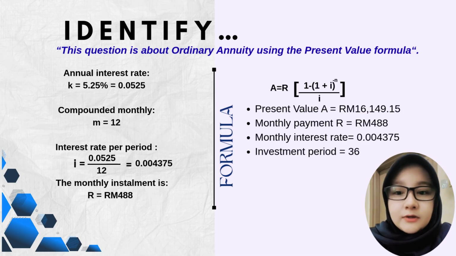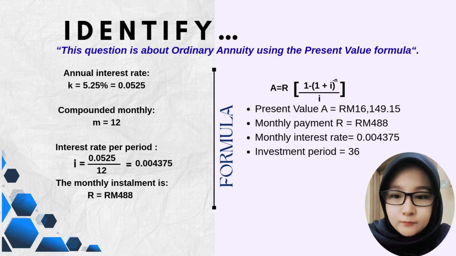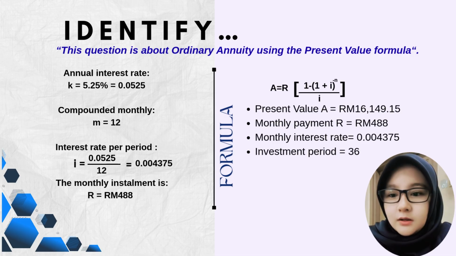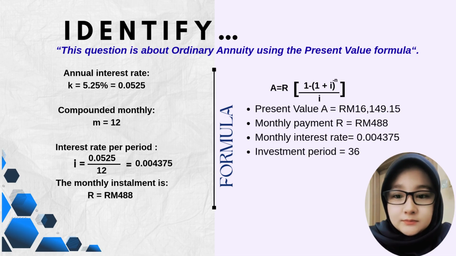Now, let's identify the values used in the formula. The annual interest rate is 5.25%, which is 0.0525 in decimal form. Since the interest is compounded monthly, we divide it by 12. So, the monthly interest rate is 0.0525 divided by 12, which equals 0.004375. The monthly payment is RM488. The present value of the loan after the down payment is RM16,149.15.